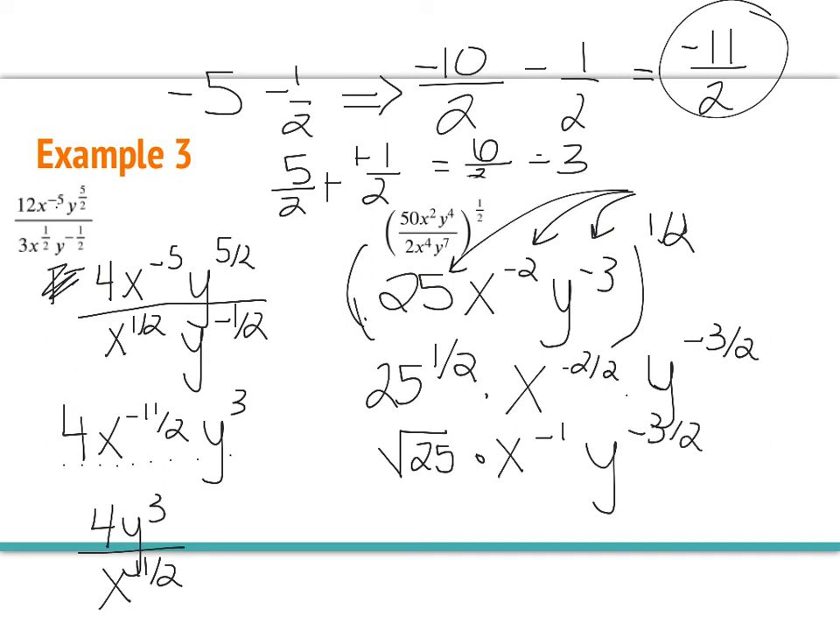Okay, we have two negative exponents here again, so I'm going to move those to the denominator, and at the same time I am going to simplify my 25. So the square root of 25 is 5. It stays up at the top, and I'm moving my x and my y to the 3 over 2 to the denominator.